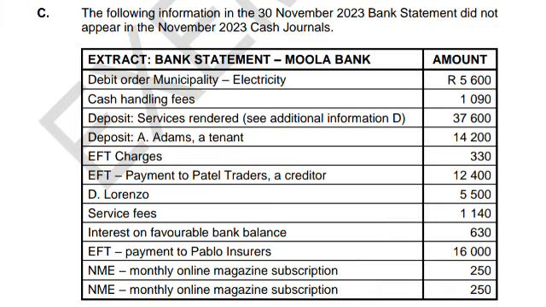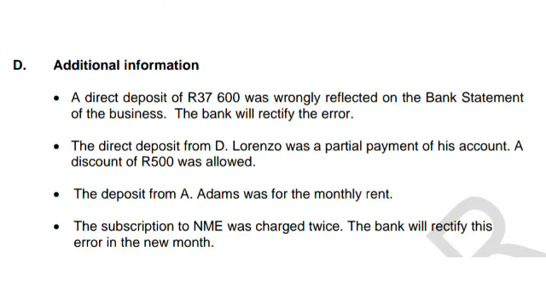Then the next item there, they say there is a deposit. It is for a service rendered. By the way, deposits are income. It means you are depositing money into your account. But it says, see additional information D. It's 37,600. So let's look at additional information D to see what it says about that amount.